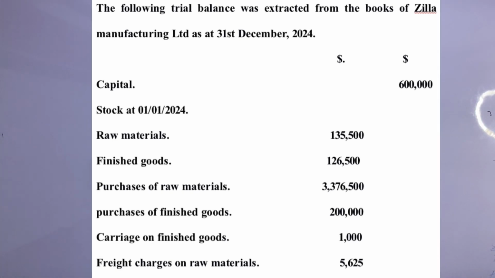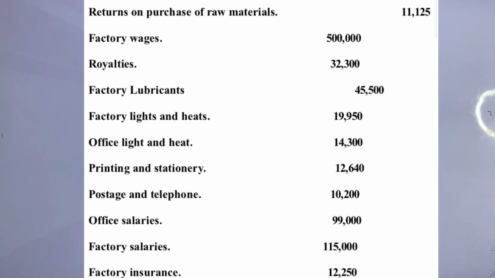We have freight charges on raw materials, $5,625. We have return on raw materials. We have return on purchases of raw materials, $11,125. We have factory wages, $500,000. Royalties, $32,300. We have factory lubricants to be $45,500. Factory light and heat, 19,950.